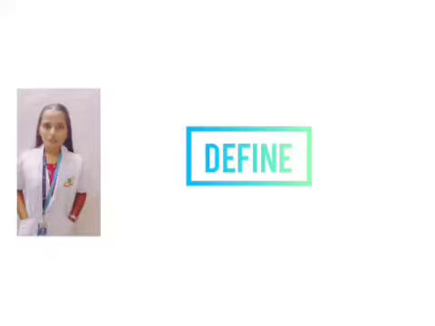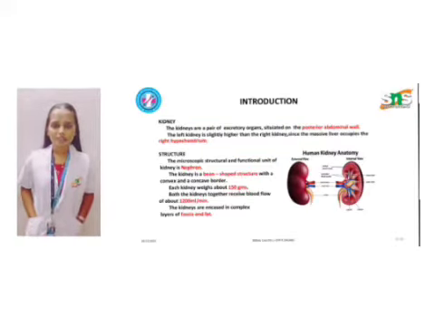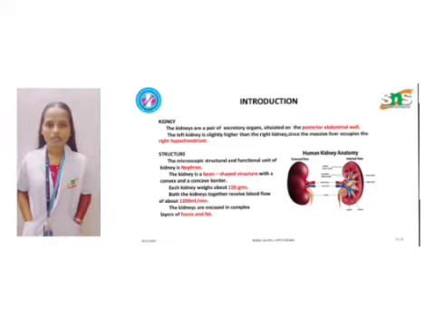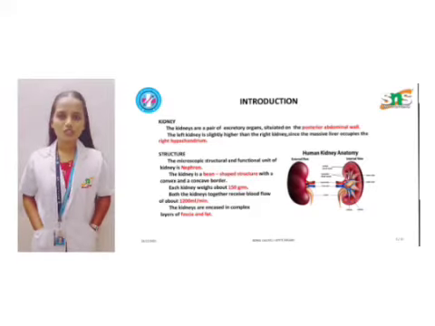The upcoming topic comes under the design thinking curriculum, which is define. Define means frame opportunities, search of meanings, telling stories. And here, introduction. Kidney. Kidneys are a pair of excretory organs situated on the posterior abdominal wall. Left kidney is slightly higher than the right kidney, since the massive liver occupies the right space. Structure of the kidney. Microscopic structural and functional unit of the kidney is nephron.